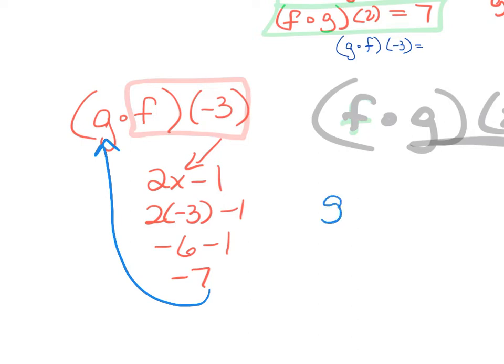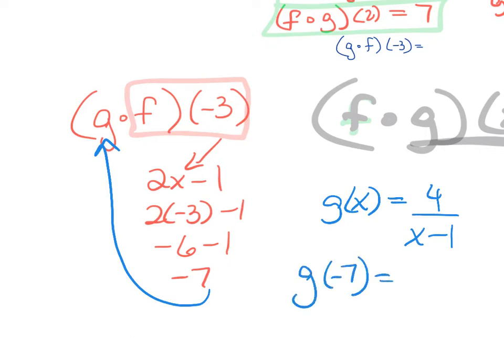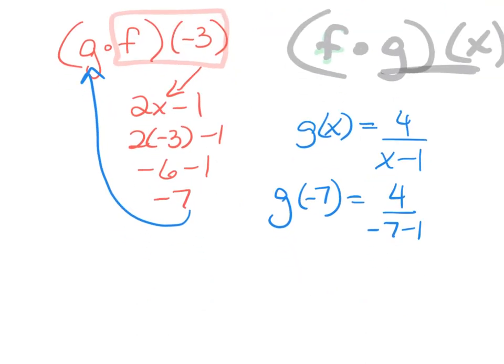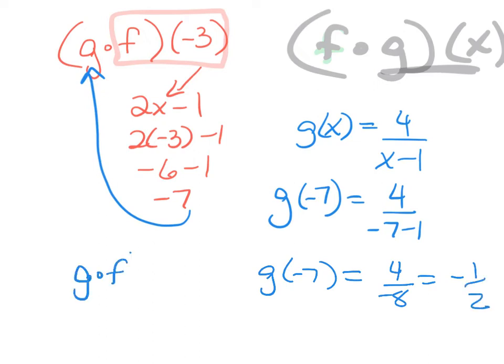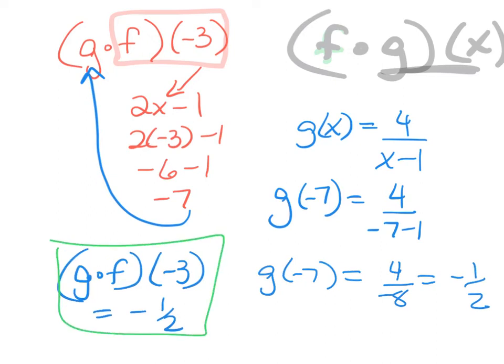Again, your g of x function was 4 over x minus 1. So g of negative 7 is 4 over negative 7 minus 1, which gives me 4 over negative 8, which gives me negative 1/2. So the composition of functions g and f when x equals negative 3 equals negative 1/2. So you're just working from the inside out.